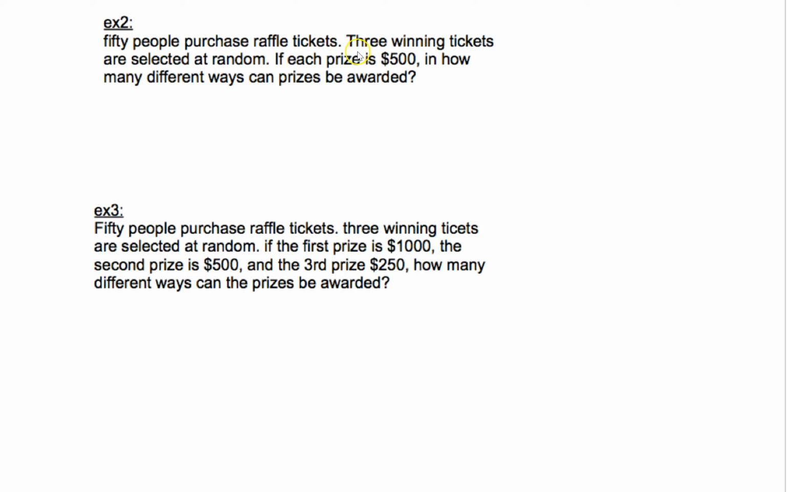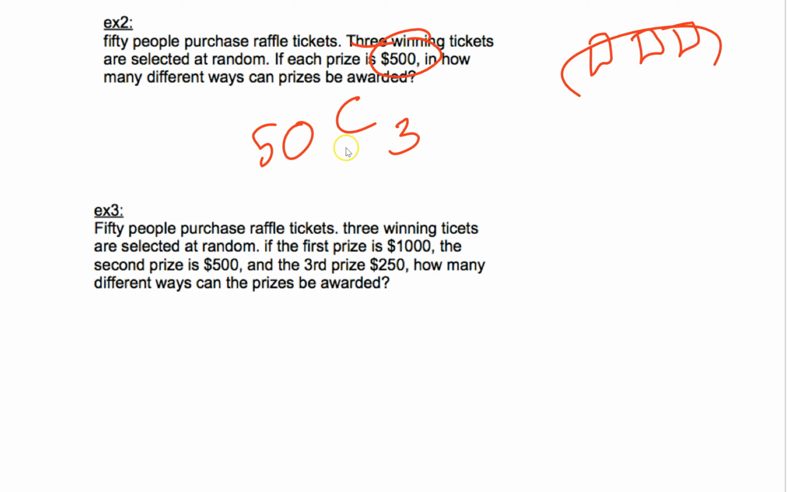50 people purchase raffle tickets. The 3 winning tickets are selected at random. If each prize is $500, how many different ways can prizes be awarded? So look at what they're saying. There's 50 people. We're going to pick 3 winners. Everybody gets $500 if you win. So does it matter if you get picked first, second, or third? No. You get $500 either way. You just want to be selected. So, combination. Doesn't matter if you're first, second, or third.